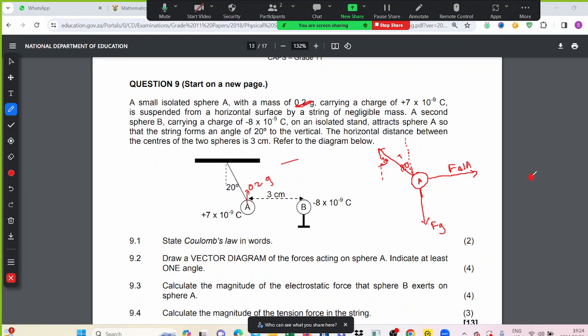If we are drawing the free body diagram, we'll have the tension, which would be like that. So that is the tension. We'll have the weight, which would be downward like this. That is the weight, which is Fg. And we'll have the force that is exerted, which is F, the force that is exerted by sphere B on A.